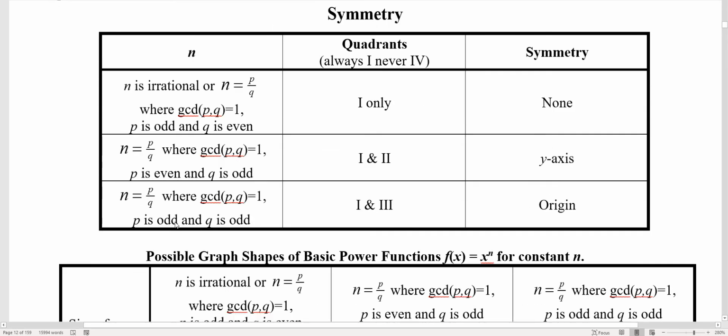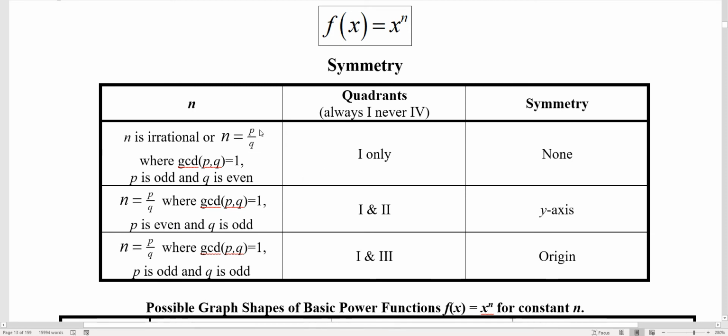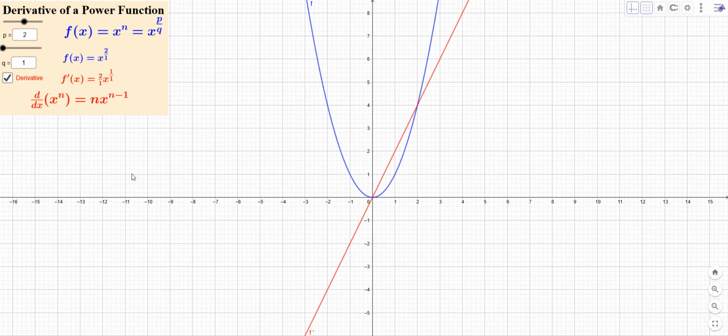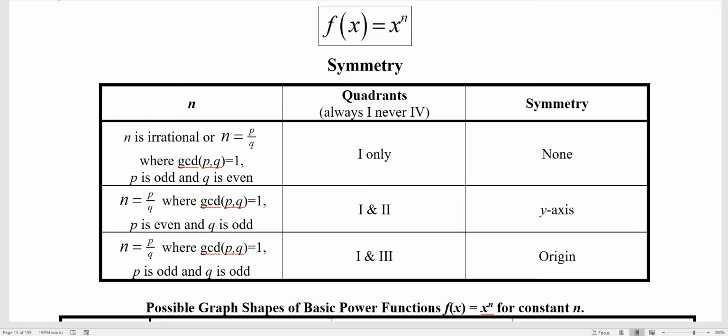Now, it's useful to think of this power as being a fraction power, which is why over here in the app I have it set up that way, where we can think of that as a fraction. If we think of this as a reduced fraction, then it turns out that we can see some things about what happens when x is negative. We know when x is positive, y is positive, so that's first quadrant, never fourth. But what happens after that?